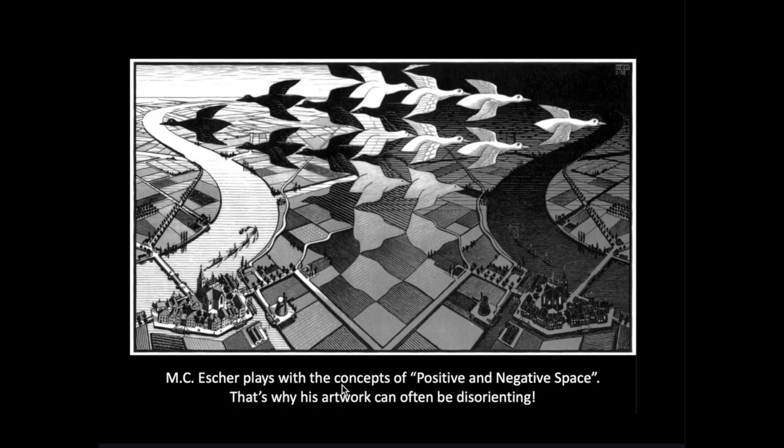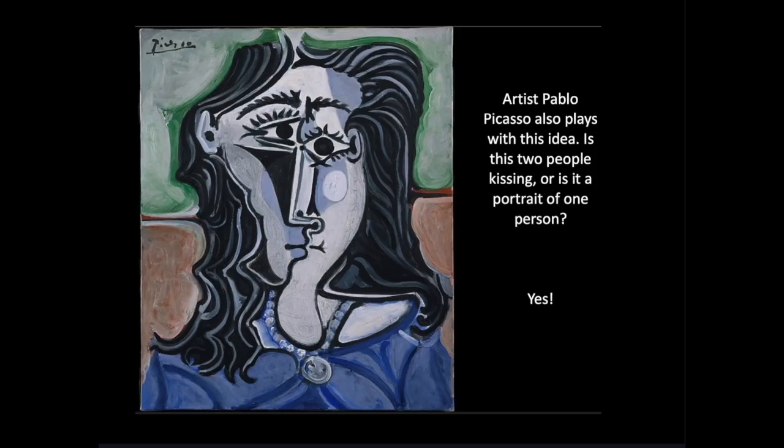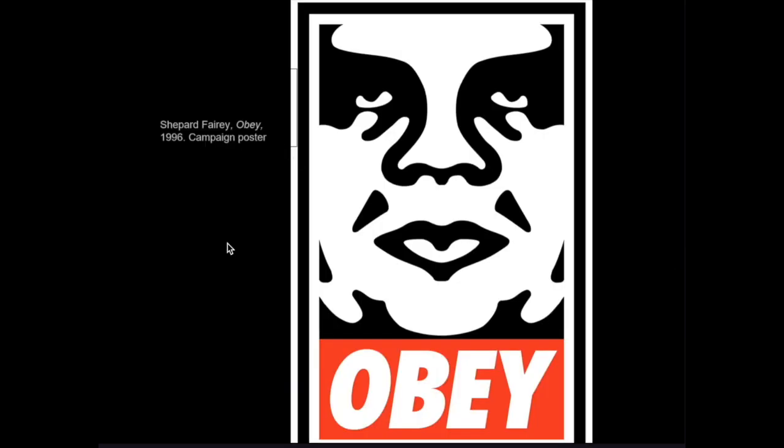This is famously used in M.C. Escher when he plays with the concepts of positive and negative space. His artwork can be disorienting. So we have the duck that slowly transitions into the background and the white duck that slowly transitions into the background. So there's this patterned repetition, a lot of line, organic geometric shape. It's symmetrical. And we have these two different figure ground reversals changing. Artist Pablo Picasso also plays with this idea. Is this two people kissing, or is it a portrait of one person? Or is this a mouth kissing another mouth from profile, or is this just one face? Yes, you're right. It's both of them at the same time. Shepard Fairey, he is famous for taking this, Andre the Giant's face, and very simple, just using the lines to create a figure ground. So he defines the nose and the mouth and the cheeks by just outlining it.